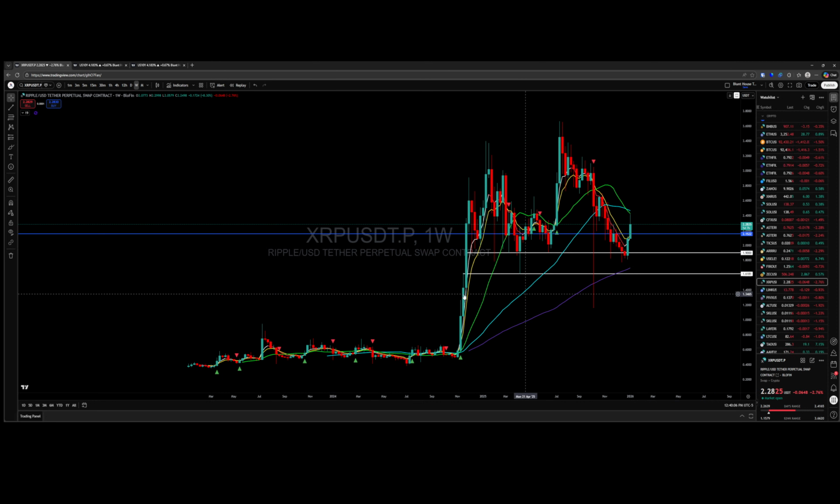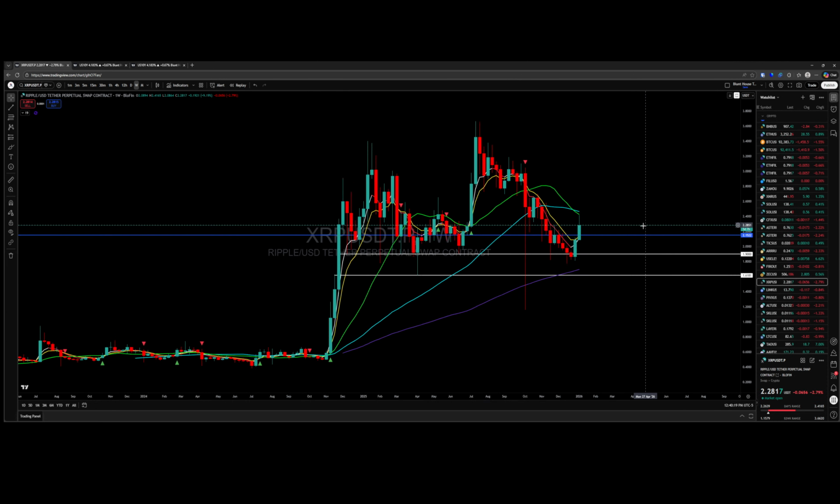Aren't these levels interesting? The ones that we dropped on quite a while ago, saying that price will probably want to come back to this level. Why? Because it's been here before. That's why. And here we are on the weekly.